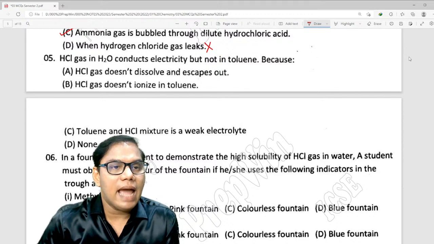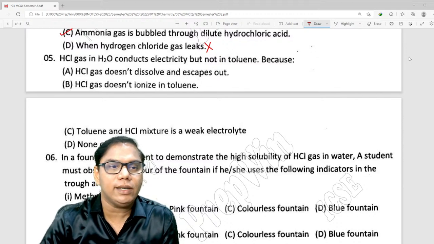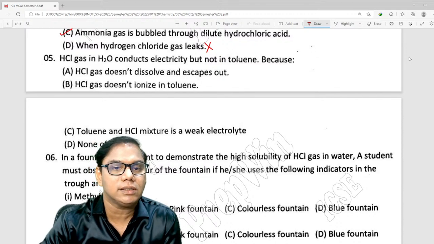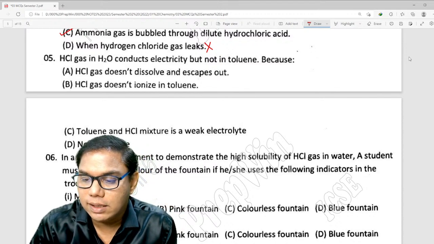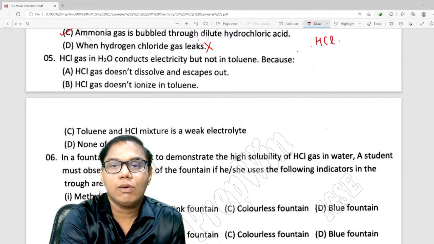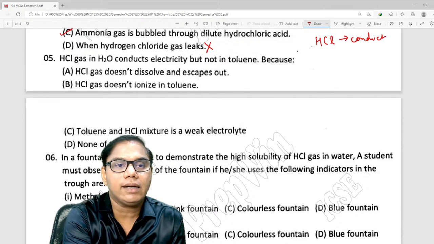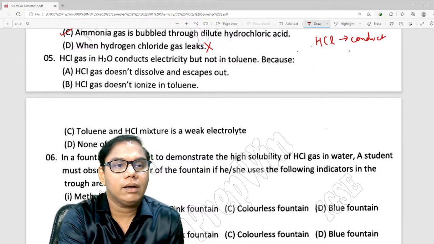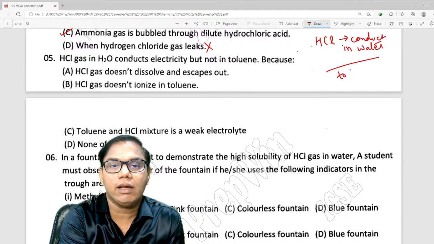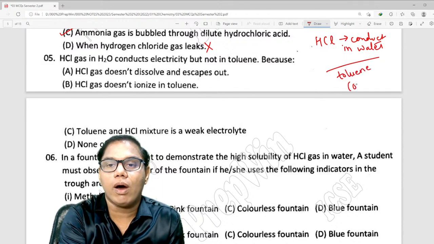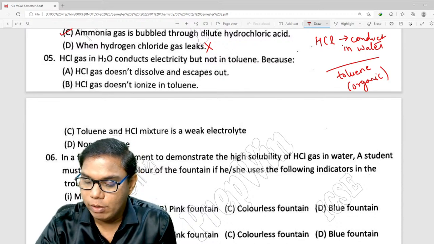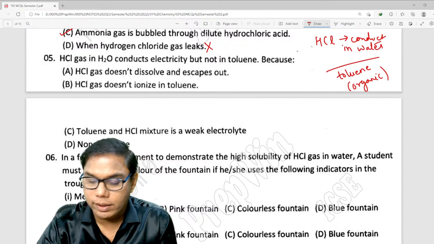HCl gas in H2O conducts electricity but not in toluene. Do you know toluene, an organic compound? HCl, okay, this chapter is electrolysis, some part of electrolysis. Should we skip this answer? It is not in the syllabus right now, but why does HCl gas conduct electricity in water, but not in toluene? What is toluene? It is an organic compound like benzene. Tell me why it conducts electricity in water.